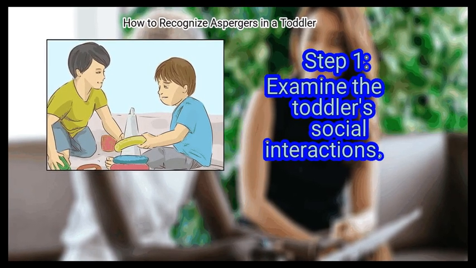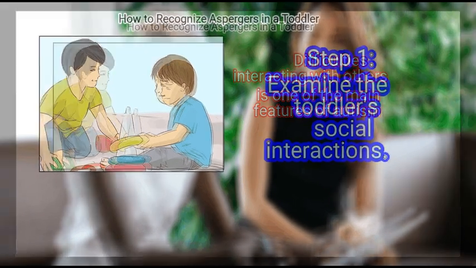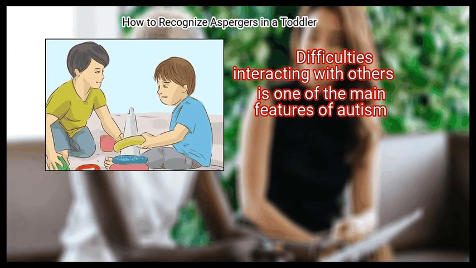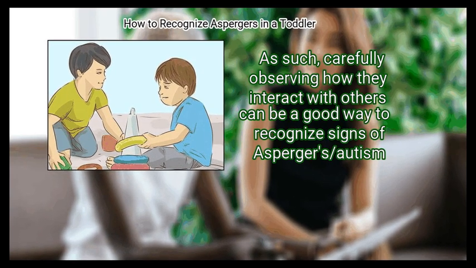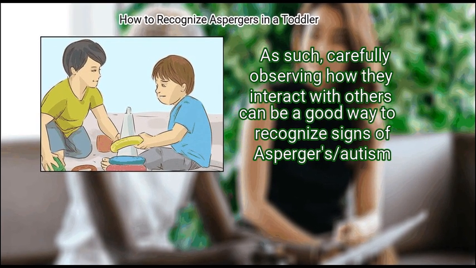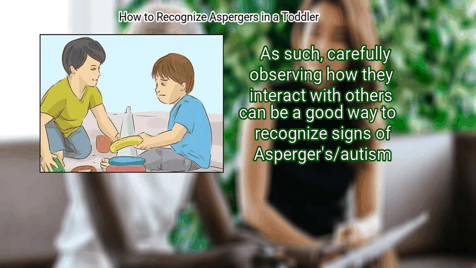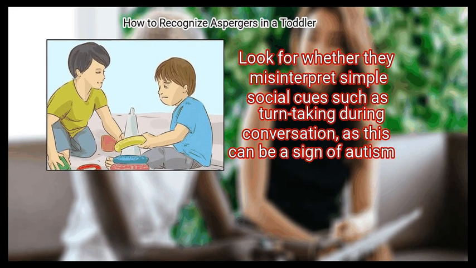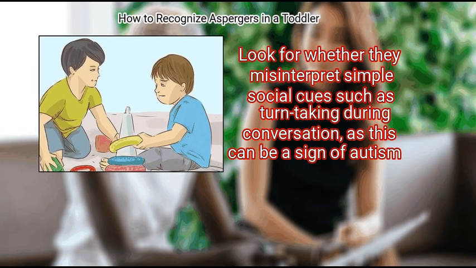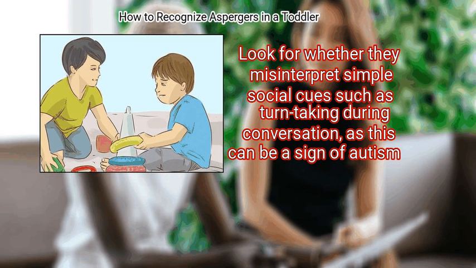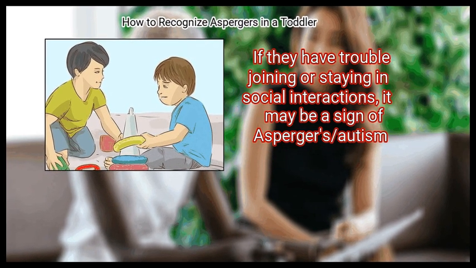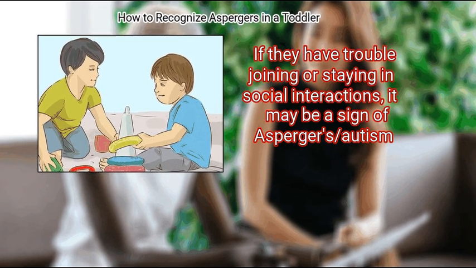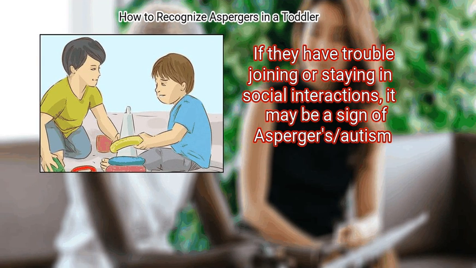First, examine the toddler's social interactions. Difficulties interacting with others is one of the main features of autism. As such, carefully observing how they interact with others can be a good way to recognize signs of Asperger's, autism. Look for whether they misinterpret simple social cues such as turn-taking during conversation, as this can be a sign of autism. If they have trouble joining or staying in social interactions, it may be a sign of Asperger's, autism.